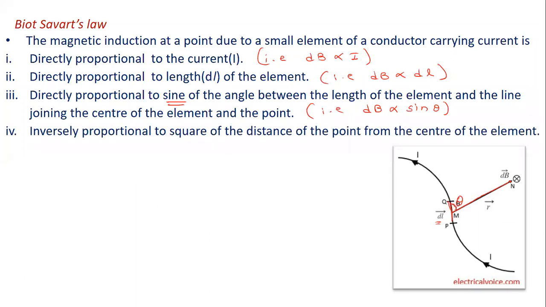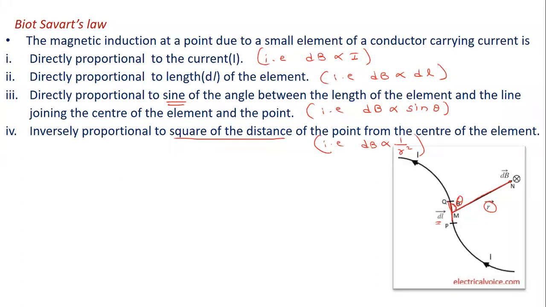And the fourth point, this magnetic induction is inversely proportional to the square of the distance of the point from the center of the element, means this r. So we can write, it means that this magnetic induction is inversely proportional to distance square. So these are the four observations of the Biot-Savart law. If we combine these four observations, we get the Biot-Savart law in mathematical form.